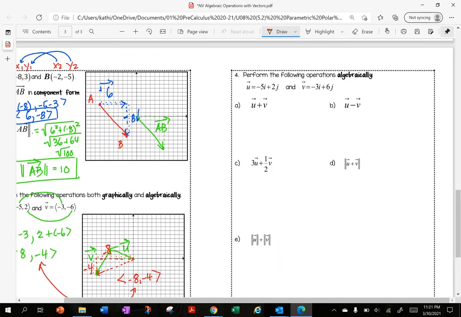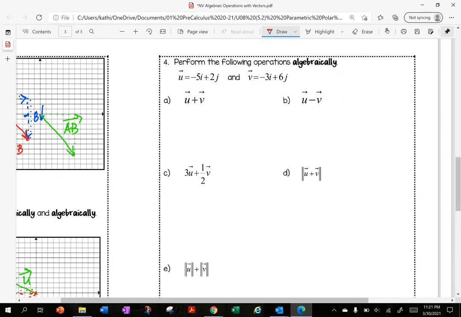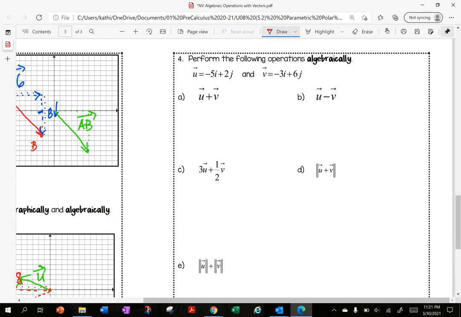Okay, perform the following operations algebraically. So this time I'm going to work with them in the i and j format instead of the vector format. Okay, so u plus v. When we're showing them with u plus v, I'm going to use parentheses. So negative 5i plus 2j, plus negative 3i plus 6j.